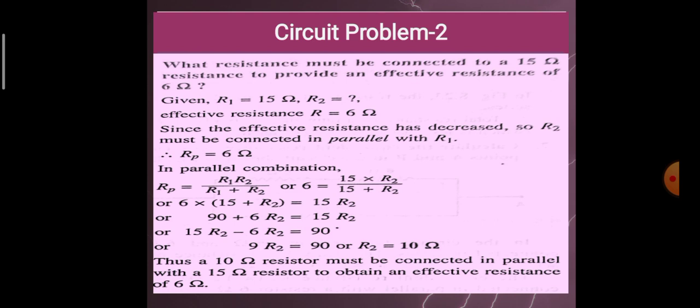In parallel combination, Rp is given as R1 R2 by R1 plus R2. Substituting the values, we get 6 is equal to 15 into R2 by 15 plus R2. Now rearranging, we get 6 into 15 plus R2 is 15 R2, or 90 plus 6 R2 is 15 R2. Now bringing the values of R2 on one side, 15 R2 minus 6 R2 is 90, or 9 R2 is equal to 90, or R2 is 10 ohm. Thus, a 10 ohm resistor must be connected in parallel with a 15 ohm resistor to obtain an effective resistance of 6 ohm.